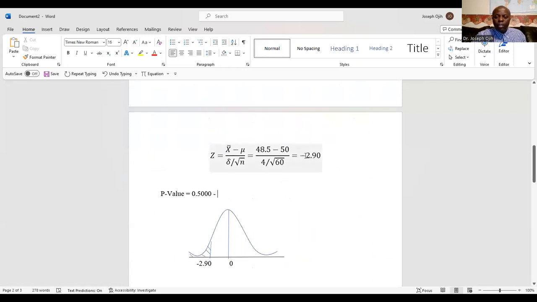So let's look for negative 2.90. Remember the negative sign. If you're using this table, don't worry about the negative sign, because if you're using this table, the negative sign only means that it's on the left side. So just look for 2.9. Don't look for negative 2.9. They have already shown you that the negative sign means that it's on the left side. So let's look up 2.9 on the table.